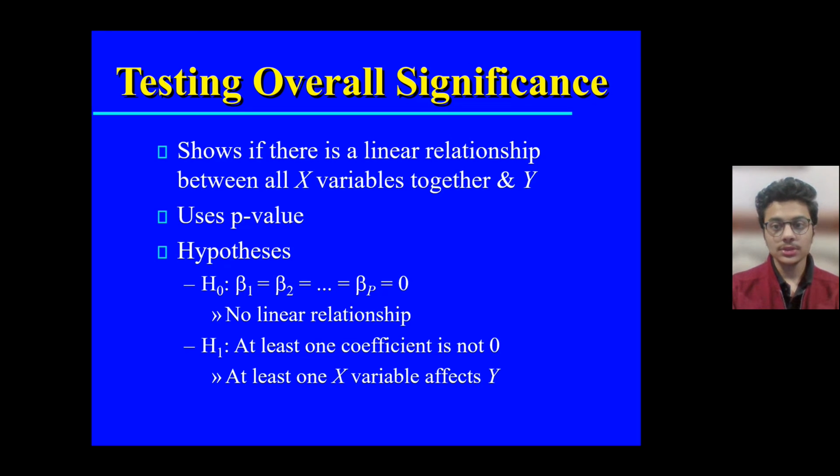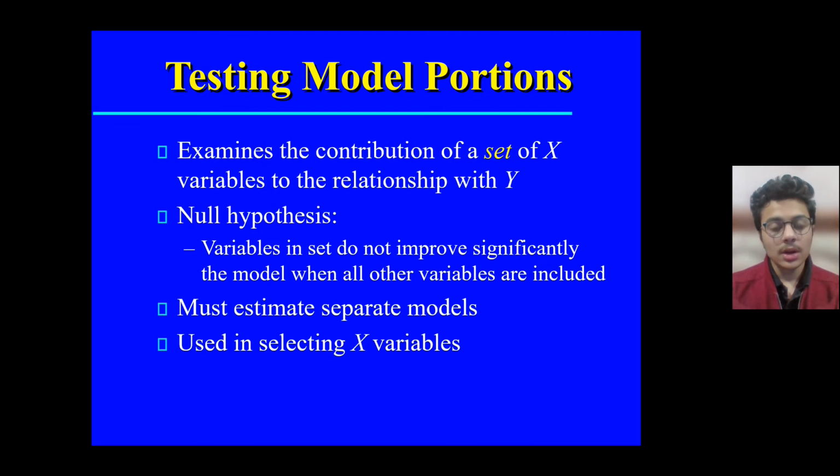Testing overall significance. It shows if there is a linear relationship between all x variables together and y. The second point uses the p-value. The hypotheses are H0: b1 = b2 = b3 up to bp = 0, no linear relationship. H1: at least one coefficient is not 0, so at least one x variable affects y.